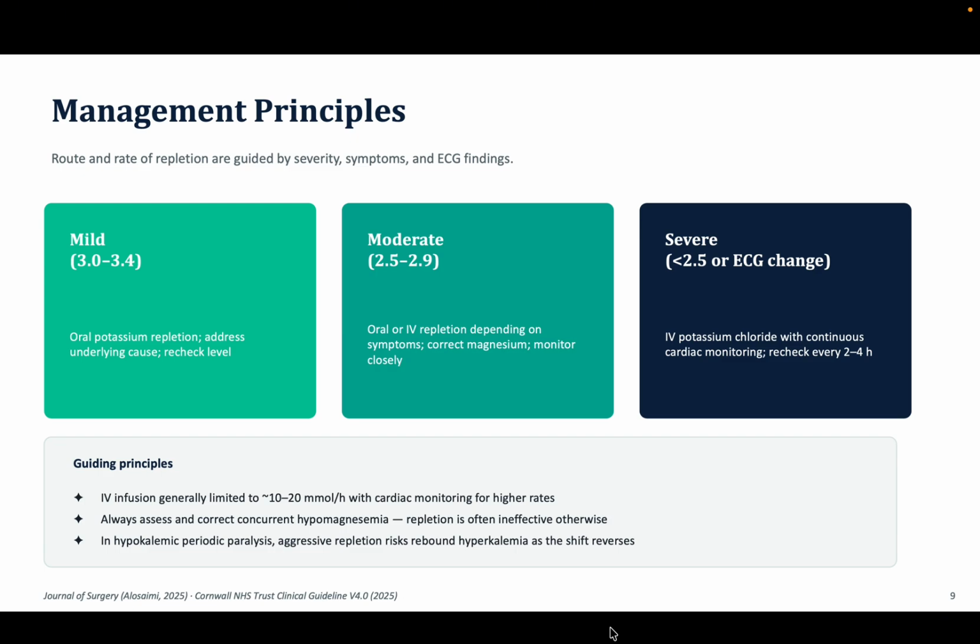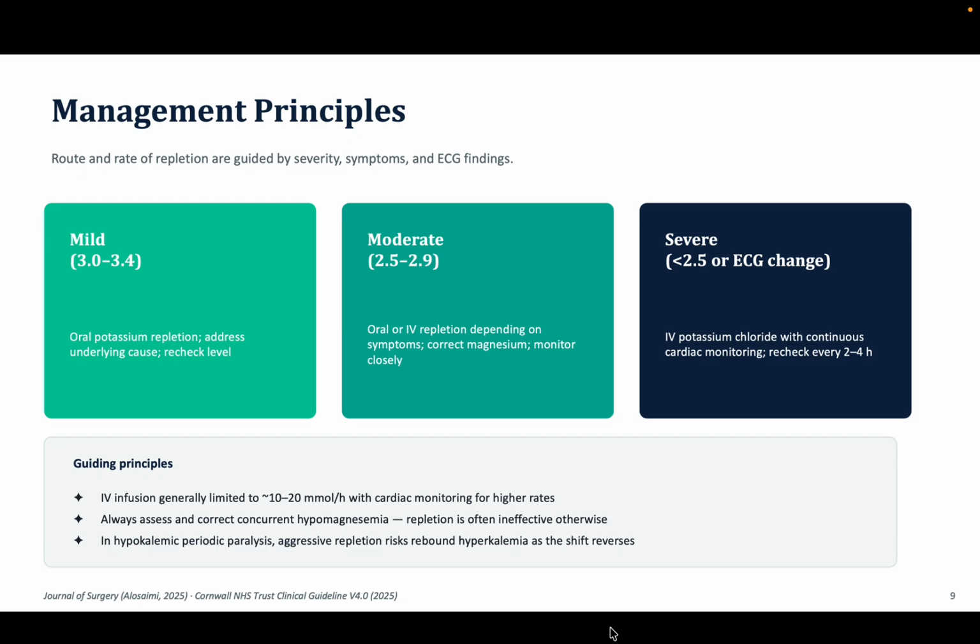The rate of correction is given here. IV infusion should generally be limited to 10 to 20 millimole per hour, with cardiac monitoring for higher rates. So it should be as slow as possible. Always assess and correct magnesium levels. Replacement is often ineffective otherwise.